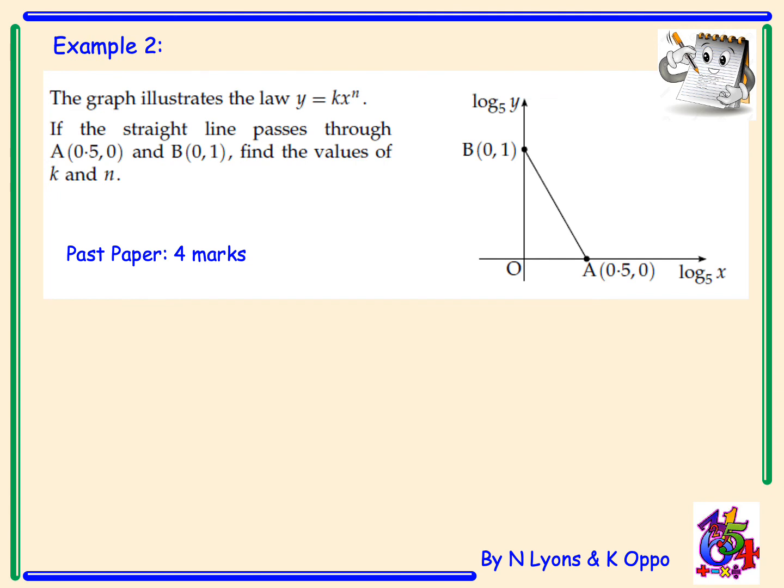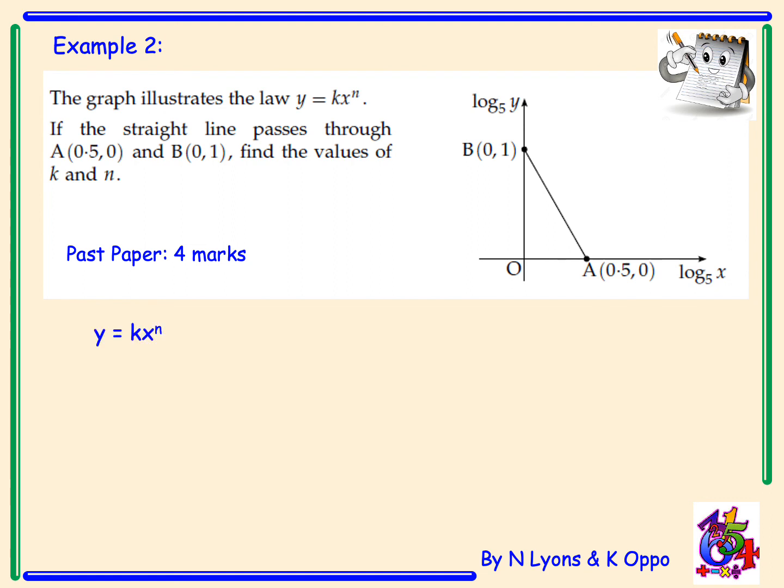Example 2. The graph illustrates the law of y equals kx to the power n. If the straight line passes through, you've got 2 points there. When you get 2 points, you can work out a gradient to work out what k and n are. 4-mark past paper. Again, look at the graph. The y-axis and x-axis is both log to the base 5.